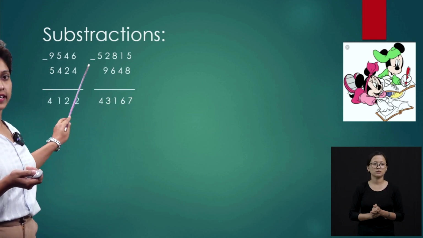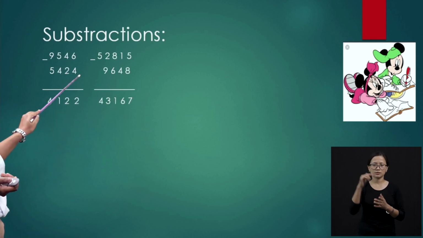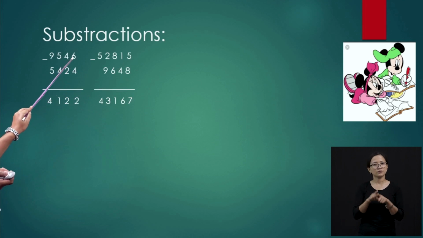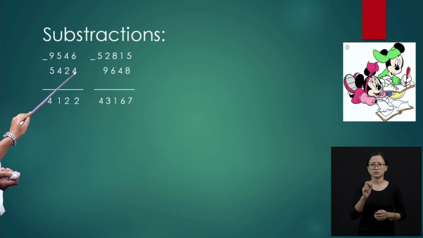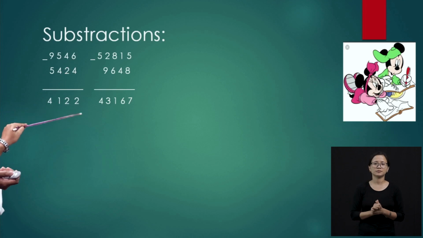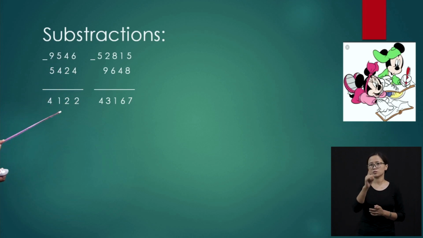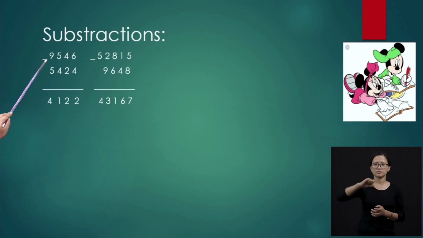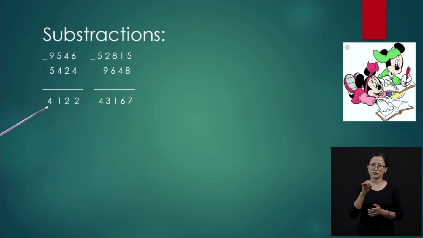Children, see, when you minus 6 and 4, how much will you get? 6 minus 4, it will be 2, right? Then you have 4 minus 2. How much will you get? 2. Then you have 5 minus 4. You'll get 1, right? Then you have 9 minus 5. You will get 4, right?